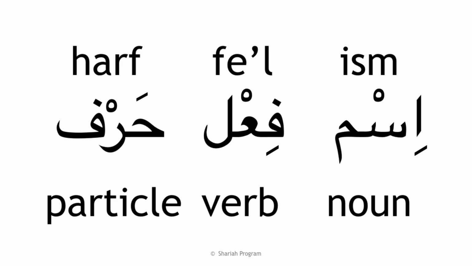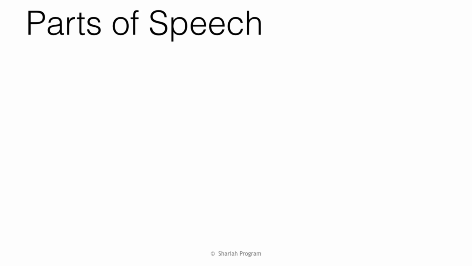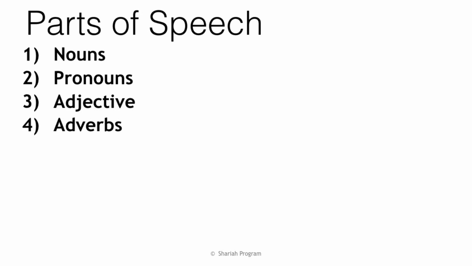So if we wanted to talk about these and give definitions, we wouldn't start with that. What we do is we revisit the ones we know in English, and we line them up and spend a few minutes on those. If you're not familiar with the English parts of speech, that's fine, because we'll spend 2-3 minutes, because this is more productive than directly trying to define the ism, the fe'l, and the harf, as you'll see. So we have nouns, pronouns, adjectives, and adverbs. So very briefly, what are they?